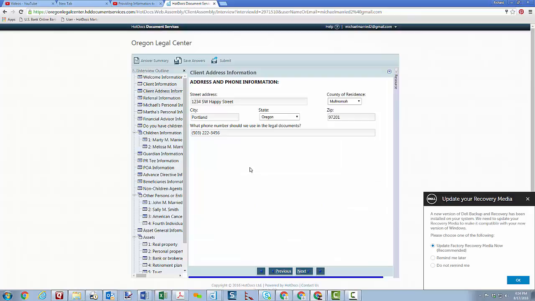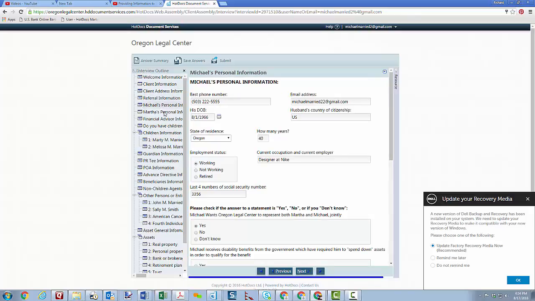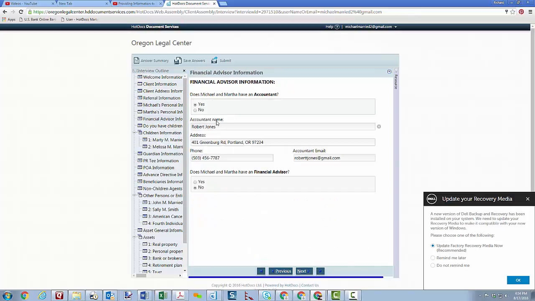Likewise, with the client address information, you just fill out, answer the questions. Referral information, let us know who referred you. In this case, we're hypothetical as a married couple, so there's a screen for Michael's personal information and a screen for Martha's personal information. We ask that you provide the name of your accountant and your financial advisor if you have one.